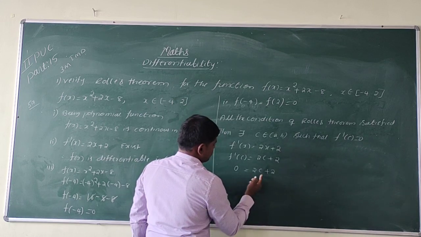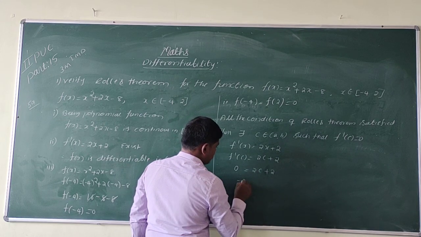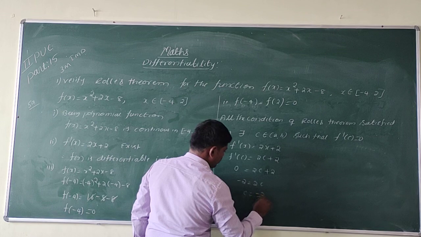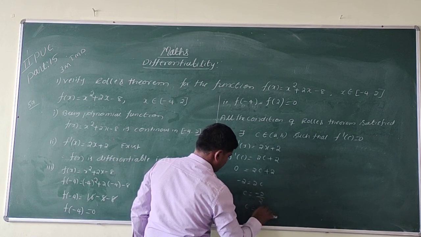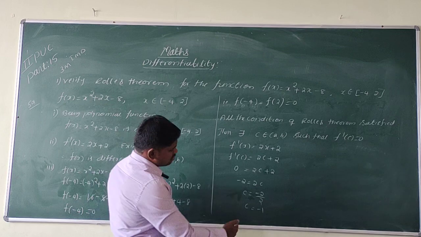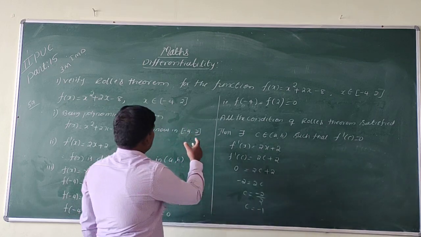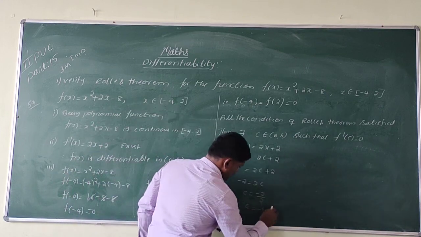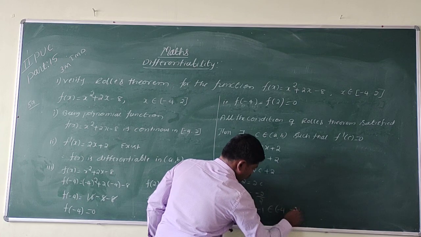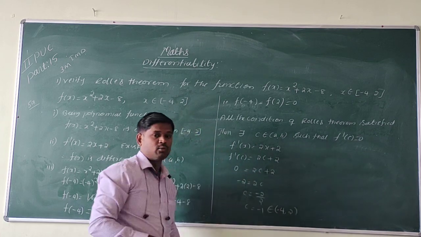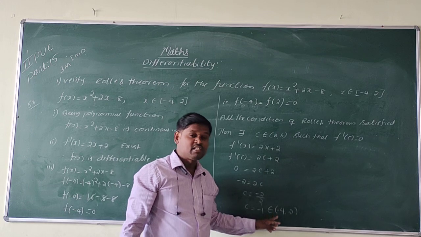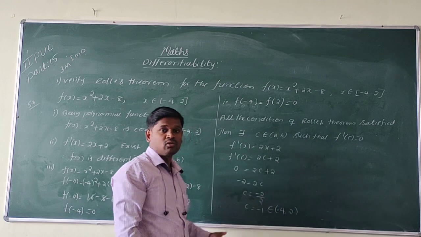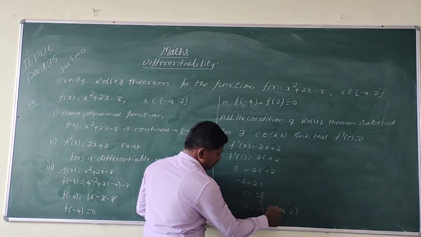Just take the 2 across. So that is minus 2 equals 2c, so c is equal to minus 2 divided by 2, that is c equals minus 1. Whether this minus 1 belongs to the interval (minus 4, 2), an open interval. By the definition, it must be an open interval, because the function must be differentiable there. So we are taking the open interval, not the closed interval. So this value minus 1 belongs to this interval.